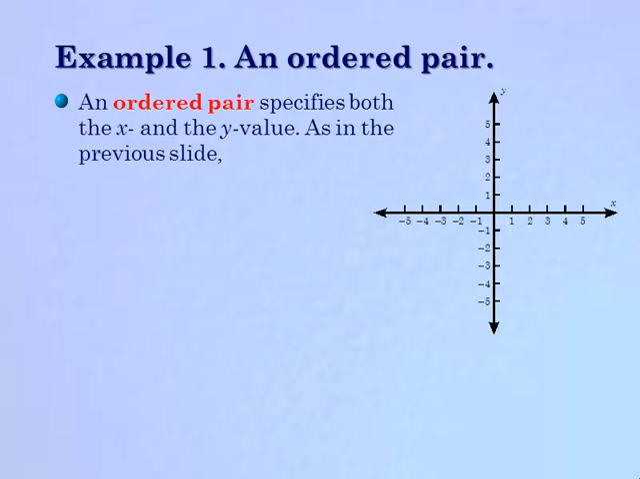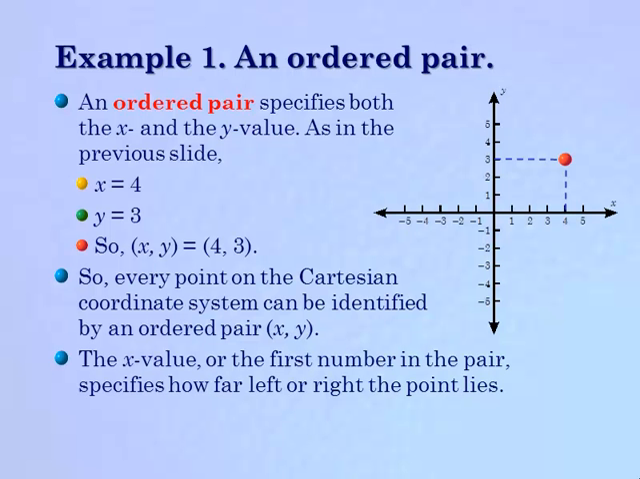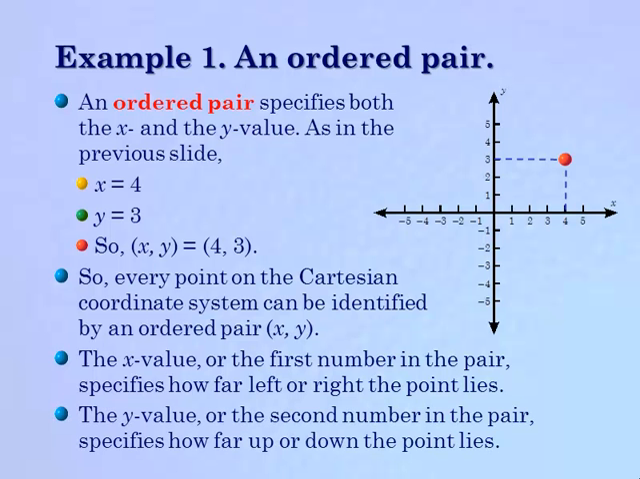An ordered pair specifies both the x and the y value, as we've said. So we have x equals 4 and y equals 3, and that's going to help us plot the point (x, y) equals (4, 3). Every point on the Cartesian coordinate system can be identified by an ordered pair of x and y values everywhere out here. The x value, or the first number in the pair, specifies how far left or right you want your point to be. And the y value, or the second number in the pair, specifies how far up or down you want the point to be.